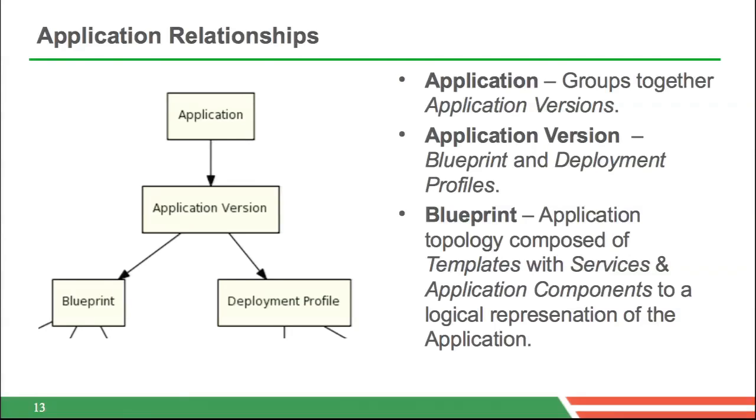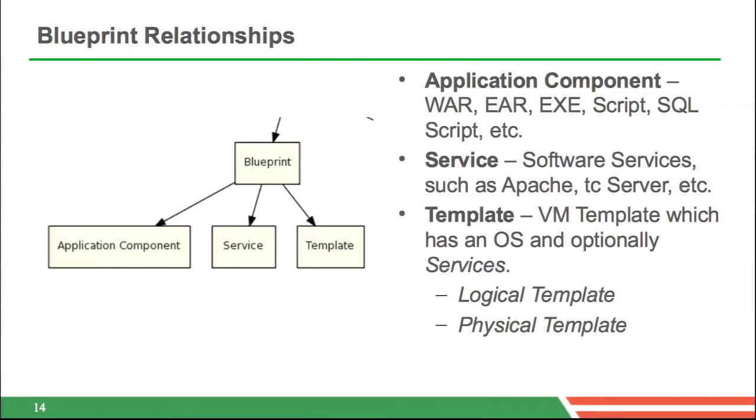The application version contains primarily the blueprint and a deployment profile. The blueprint is the application topology, and it's composed of template services and application components. And that's your logical abstraction of your app. Now within the blueprint, the items I mentioned: an application component represents things like wars, ears, executables, scripts, and SQL scripts, and some other items. And then services are from a catalog, and they're just software services like Apache and TC Server and things like that, so it's an encapsulation of those items.